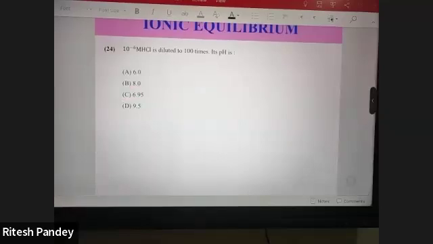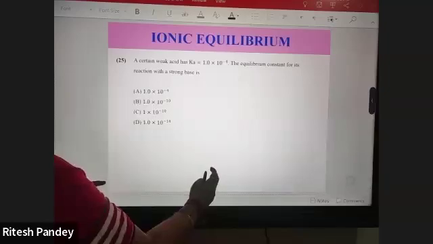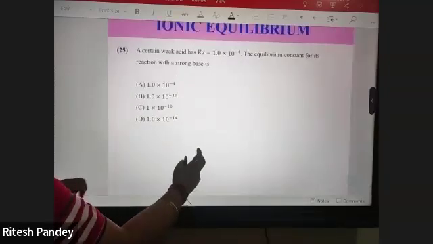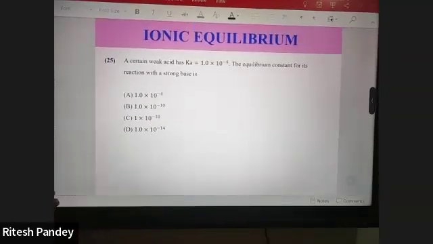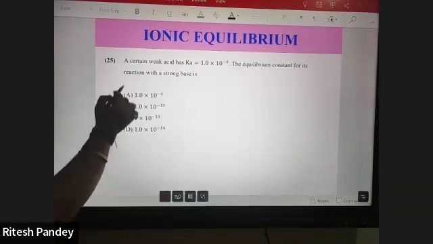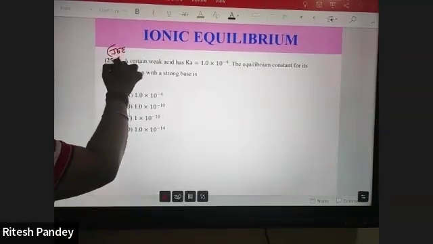25, the last one, is again a previous year JEE problem. I guess you would have attempted it as well. Option C.